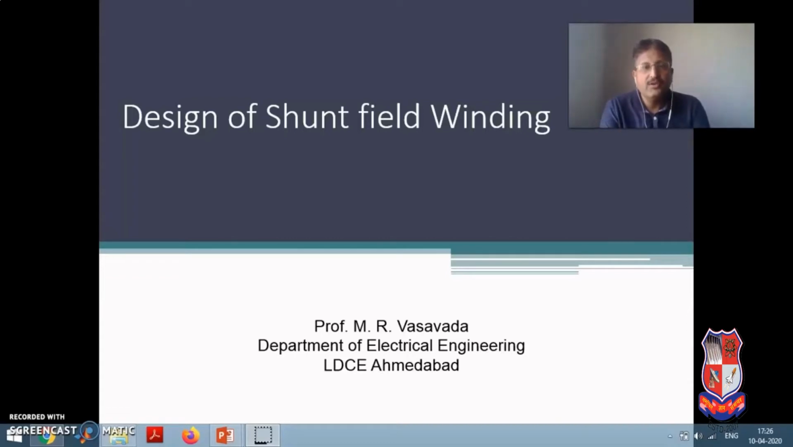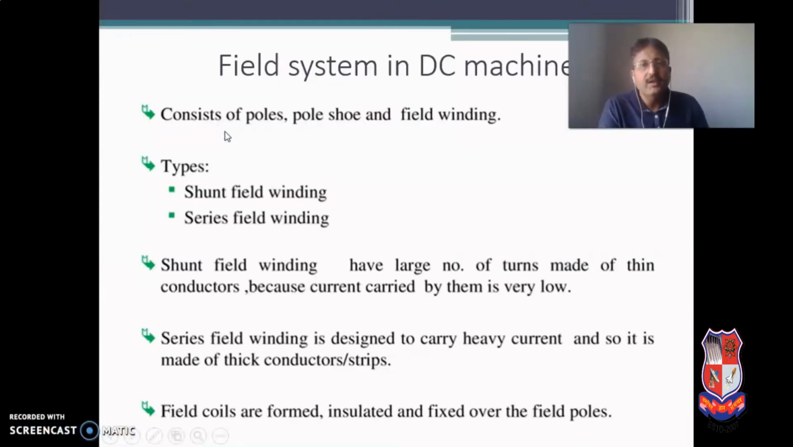Now what is field winding? The function of the field winding in a DC machine is to produce the main field flux in the machine. It consists of actually 2 main things: field poles and field winding. The field pole consists of pole body and pole shoe, and surrounding that the field winding is wound. So the field system consists of an electromagnetic type of field winding. Now there are 2 types of field winding, either shunt field winding or series field winding.